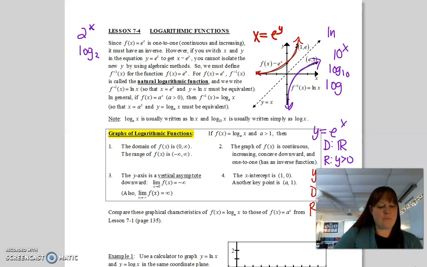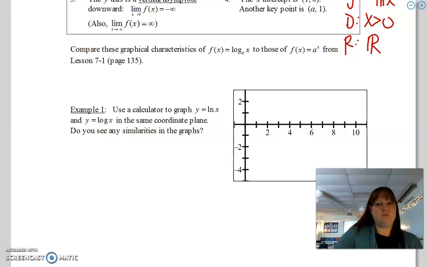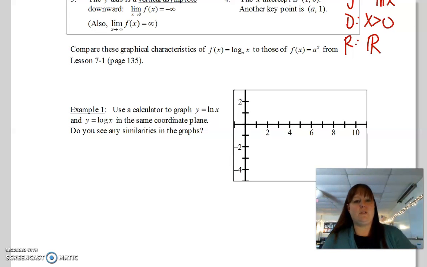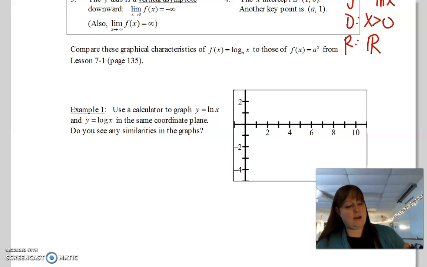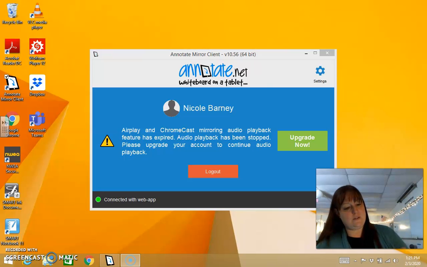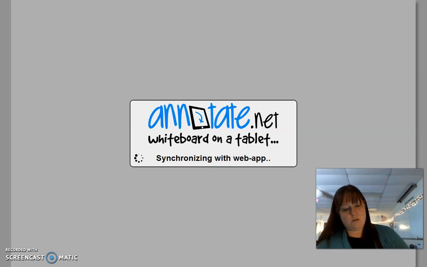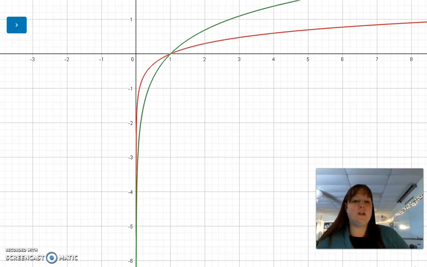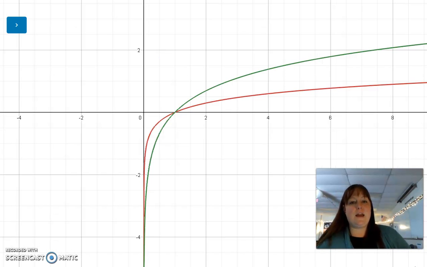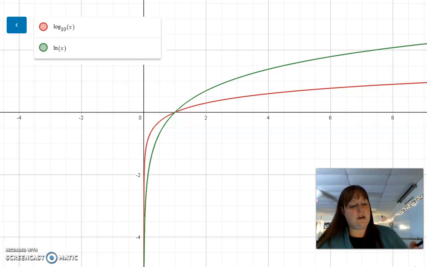So let's use our calculator to graph ln of x and log of x. So go ahead and do that on your graphing calculator. I'm just going to sketch it because, well, I do have one here, actually. Let's see if it will come up. There you go. Okay. There's log and ln. So the log is the red one, and the ln is the green one.